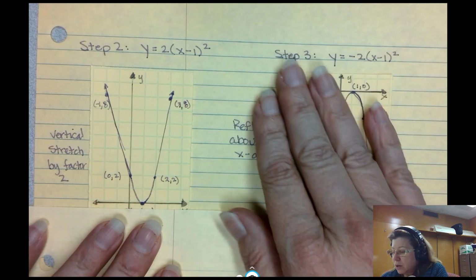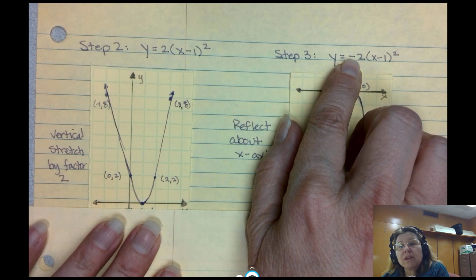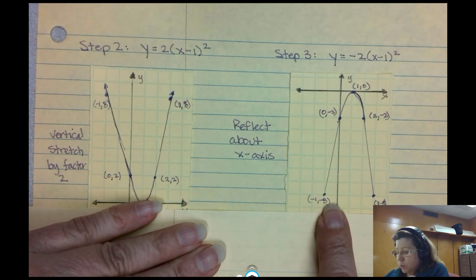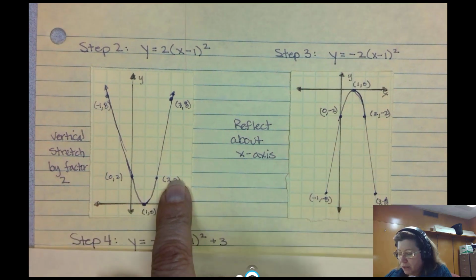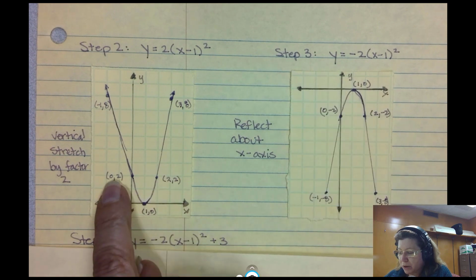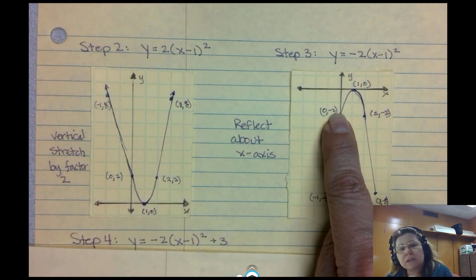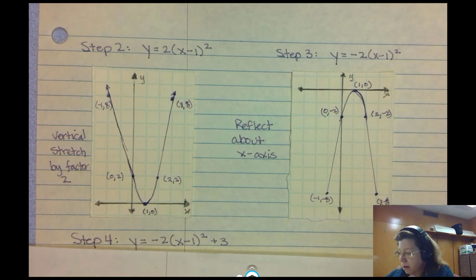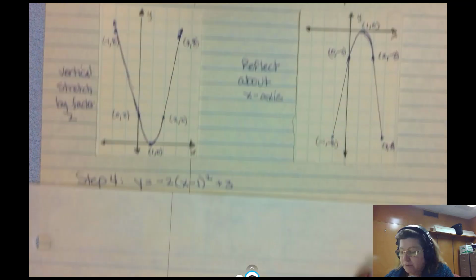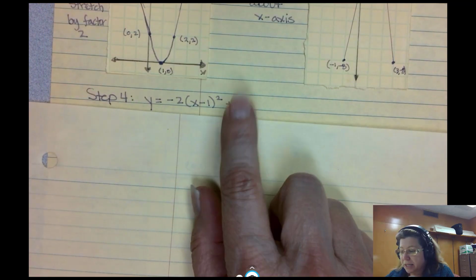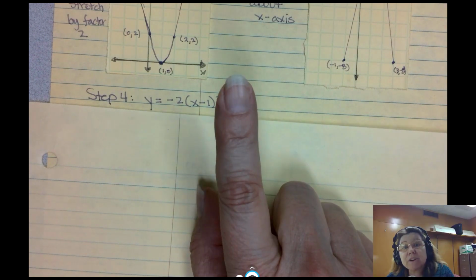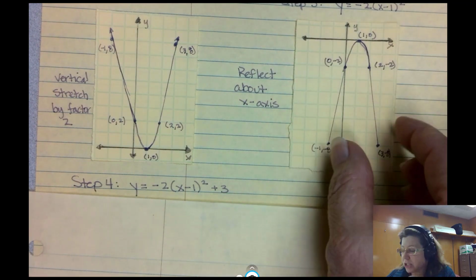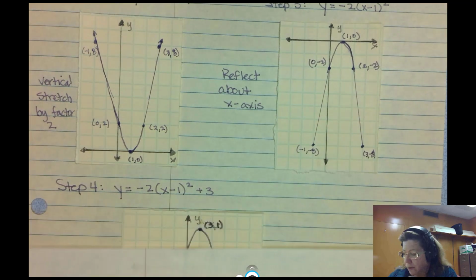Next is step 3, where we have this minus 2. Well, that means it's reflected about the x-axis. It means we're going to flip this guy downward. So where we were (1, 0), we're still (1, 0). But where we were (0, 2), we become (0, negative 2). All the y's are flipped to the opposite sign. Okay, next step. Step 4 is where we have this plus 3. This is our vertical change. So everything is going to move up 3 positions. I'm going to literally pick this guy up and move it up 3 positions.